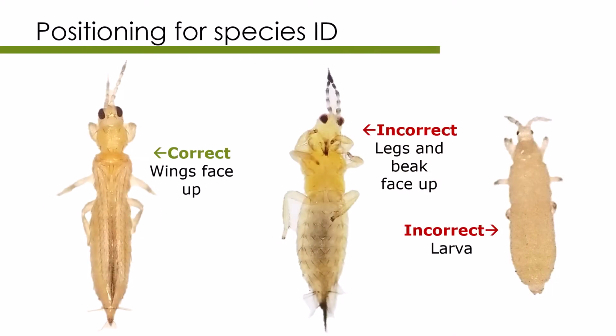In order to use our identification key, you need to use adult thrips, and you want to position them on their stomach so that their wings are facing towards you. We discussed how to tell the difference between larvae and adult thrips in part 2 of this series.